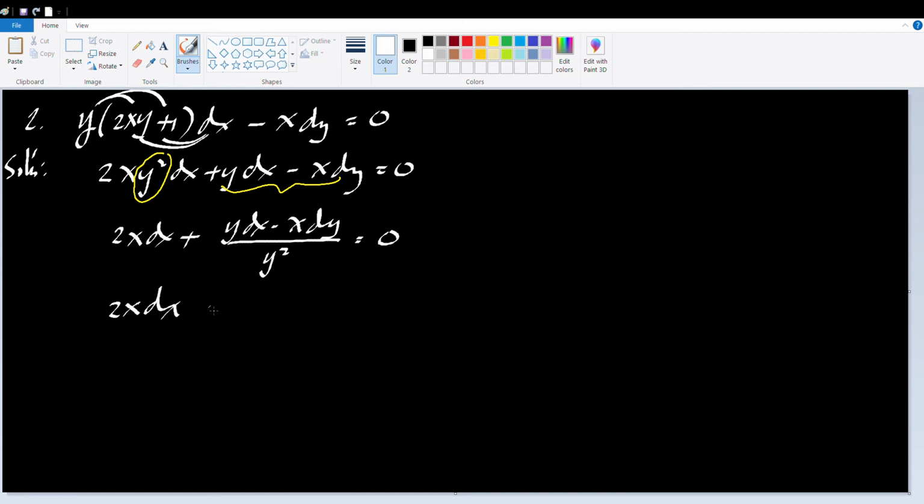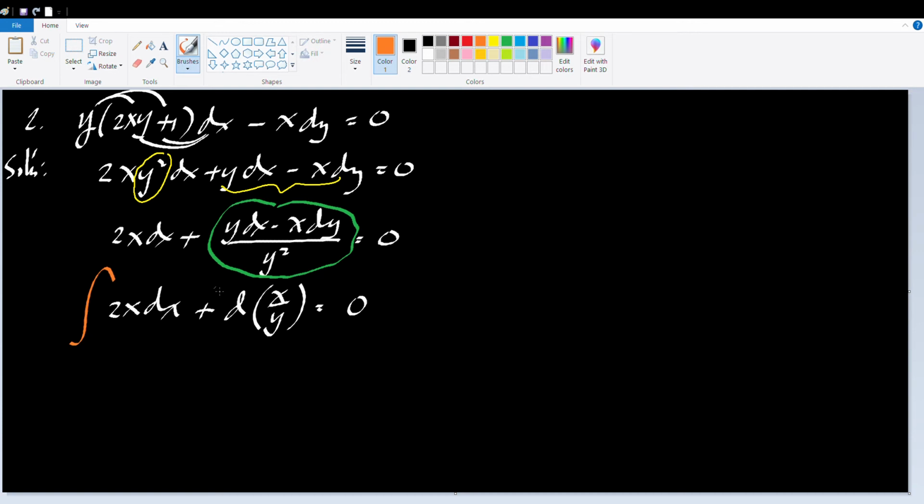Continuing, we have 2x dx plus, we recognize this now as the exact differential of x over y equal to 0. So we have here dx with a function of x and the differential of x over y. So we integrate and we'll get 2x squared over 2 or x squared plus the integral of the differential of x over y, which is x over y, equal to c.